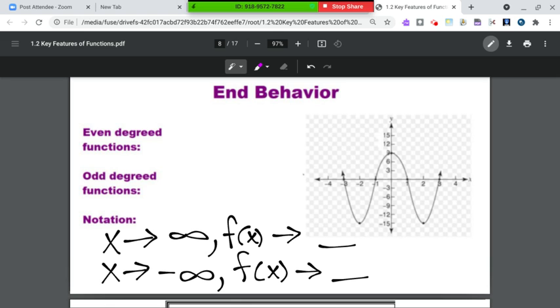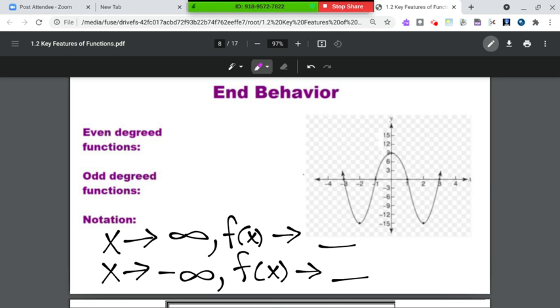Now, you could see it flipped around, okay? It could say f of x approaches blank as x approaches positive infinity, or f of x approaches blank as x approaches negative infinity. It could be flip-flopped. It still means the same thing. As x approaches positive infinity, you're reading the y behavior of the graph. As x approaches negative infinity, you're reading the y behavior of the graph. Okay? So let's just look at this graph here that's shown to us.